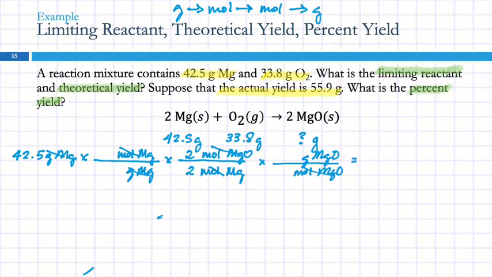Converting between grams and moles, we need a molar mass, right? So for magnesium, we just have to look at the periodic table. 24.31. And then for magnesium oxide, we're going to have to calculate that, right? So that's 1 magnesium plus 1 oxygen.